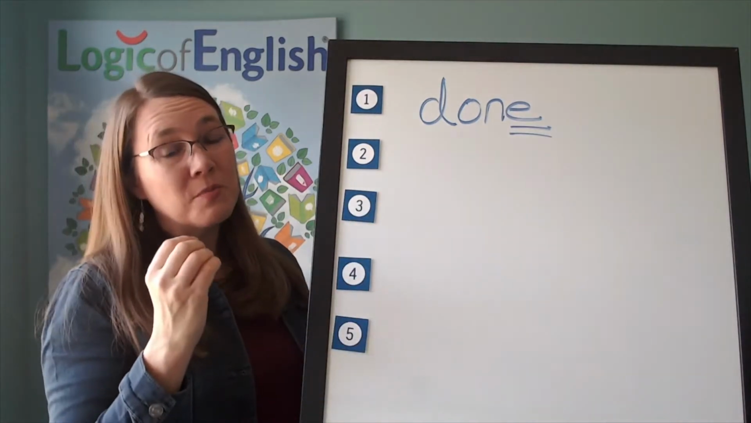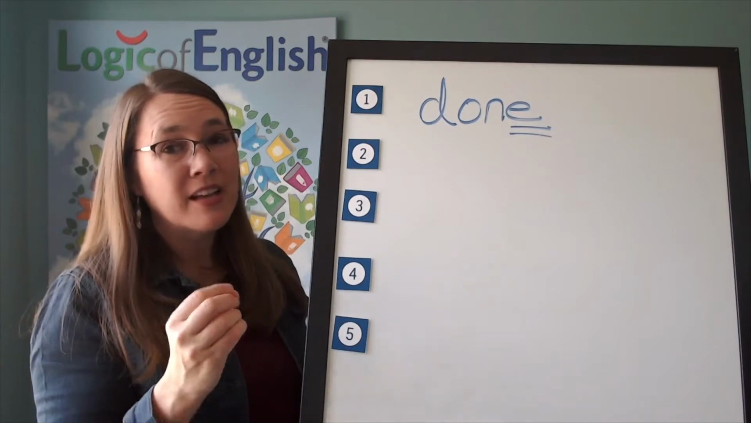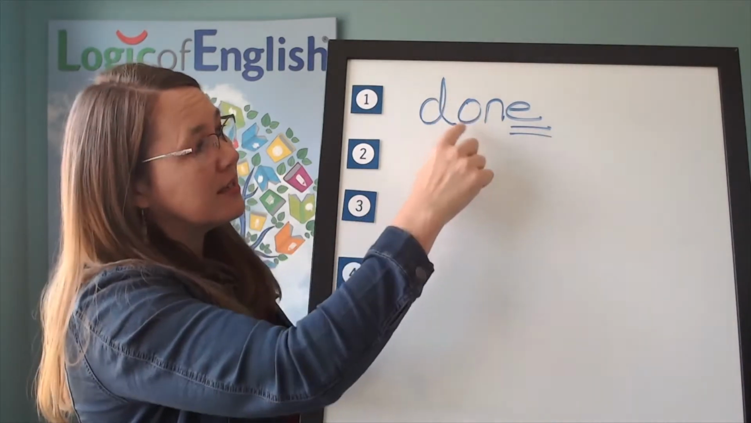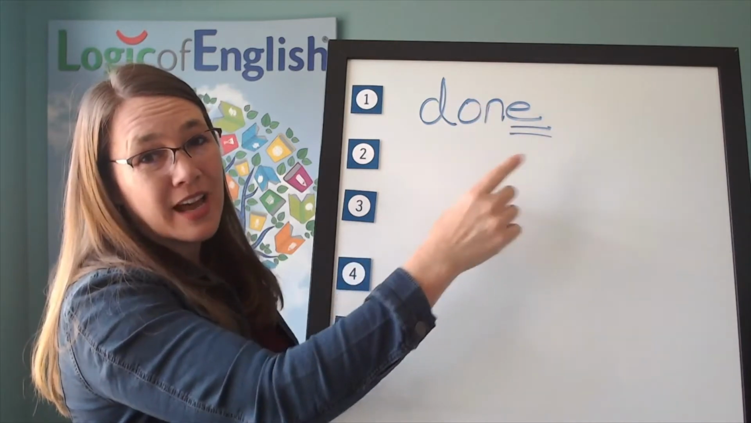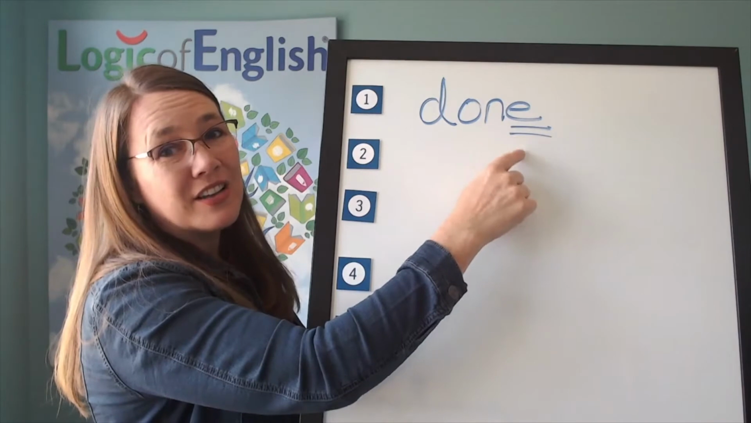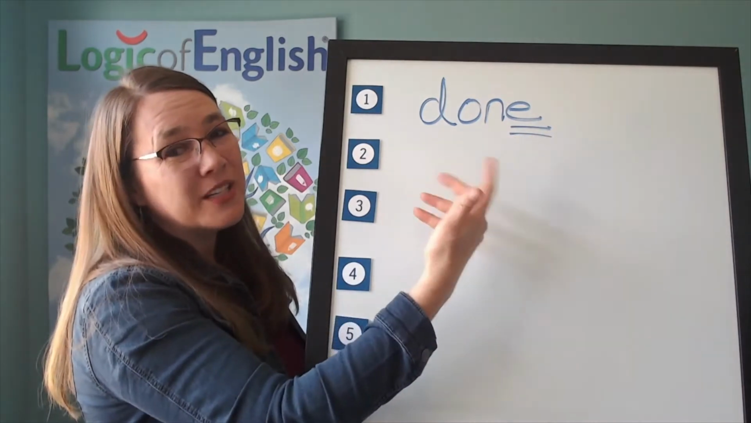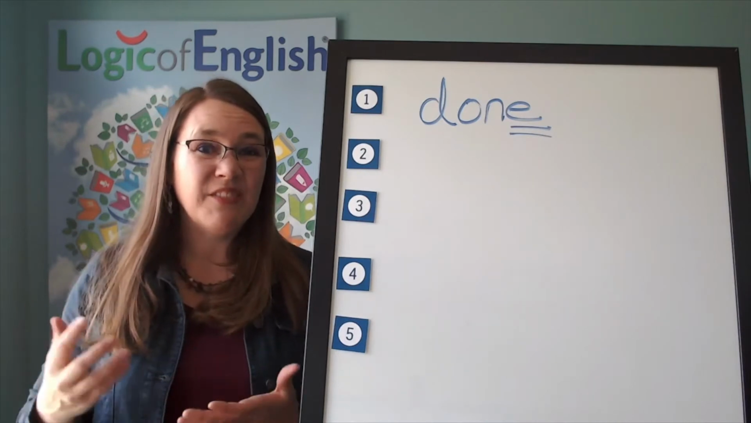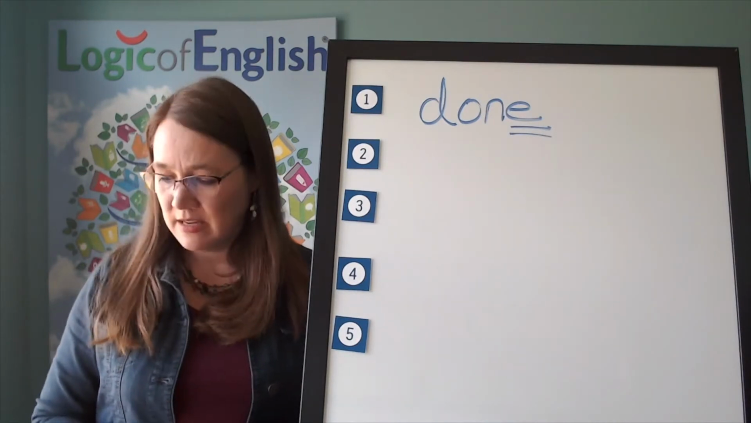So though the monks, as they were transcribing, they heard the sound and they chose to write an O to keep too many straight up and down lines from being next to each other. Let's read it. D-O-N-E, done. And we just call this with Logic of English a lazy vowel because any vowel may say uh or ih.